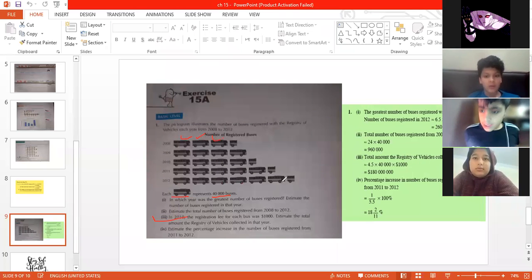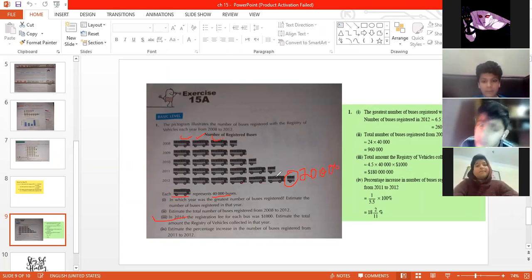250. Yes, 250. It is representing that the half bus is representing 20,000 because one full bus is representing 40,000. Half is representing 20,000. Clear?